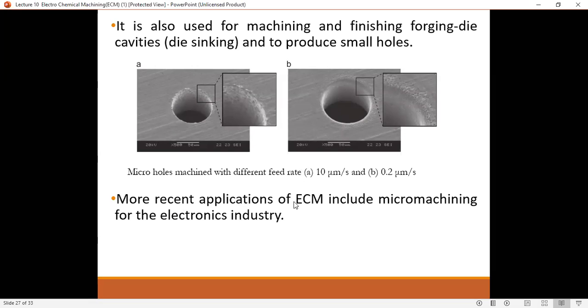More recent applications of ECM include micro machining for the electronics industry. So this is one of the examples of it. If you want to make a hole on, let's say, a copper layer, this is usually very thin, so you don't want to induce stress on it. ECM is one of the processes that can do that.